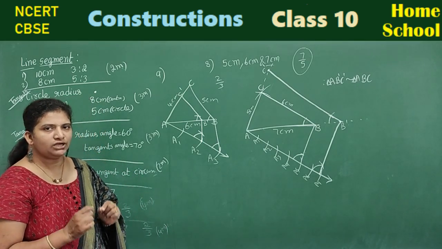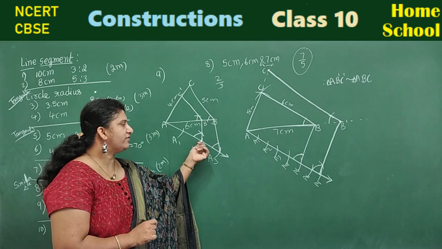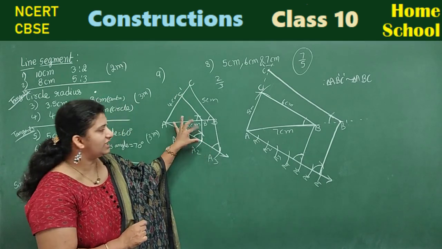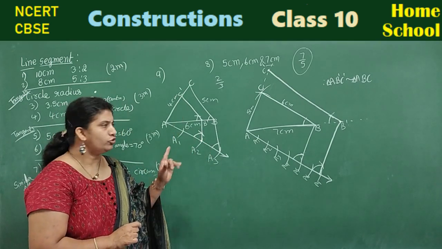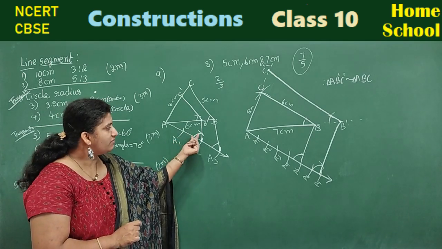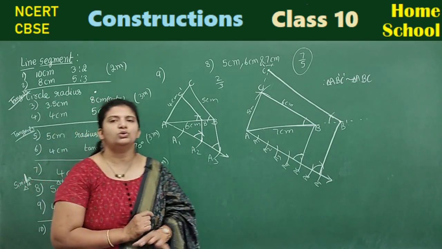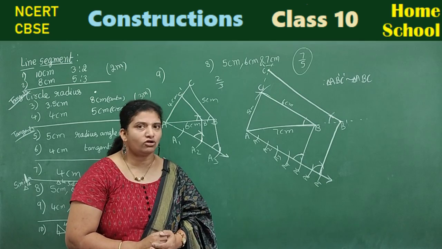Most of the people will do it wrong, where they try to measure from the point, and they may cut the arc. Don't do that. From the arc where it is touching the ray, from there you need to measure. And by seeing the figure, you will be able to say whether it is right or wrong.